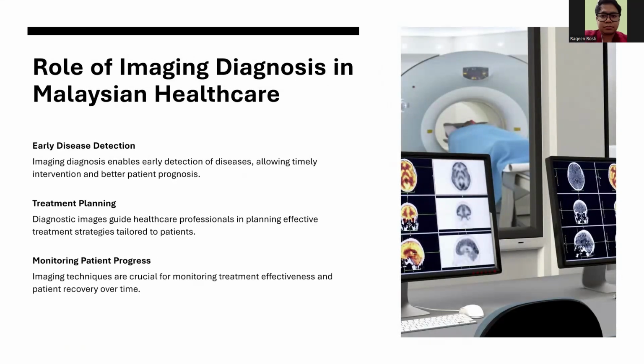Imaging diagnosis enables early detection of disease, allowing timely intervention and better patient prognosis. And diagnostic images guide healthcare professionals in planning effective treatment strategies tailored to the patient. So in Malaysia, diagnostic imaging is a crucial part of treatment strategy and planning. Imaging techniques are crucial for monitoring treatment effectiveness and patient recovery over time.